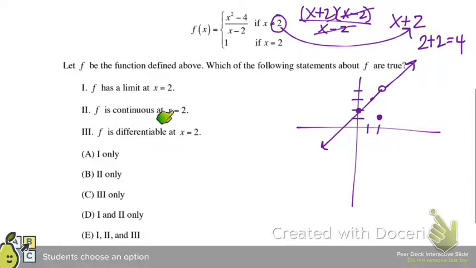Question 2, f is continuous at x equals 2. Nope, it's not continuous because the function does not equal what the limit equals. Therefore, there's a big hole in the graph, and I would have to lift up my pencil in order to draw this. So no, it's not continuous.